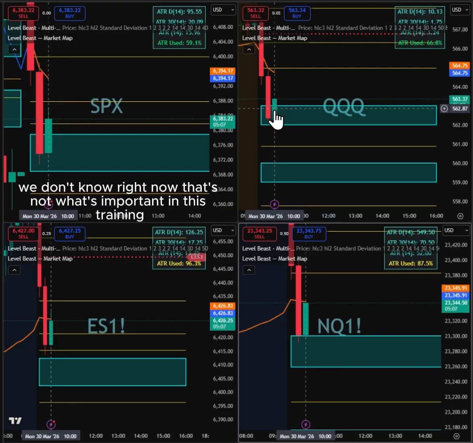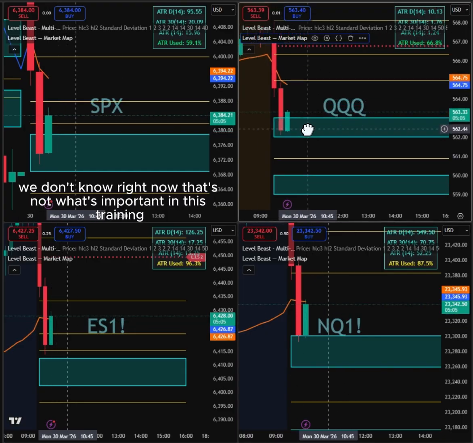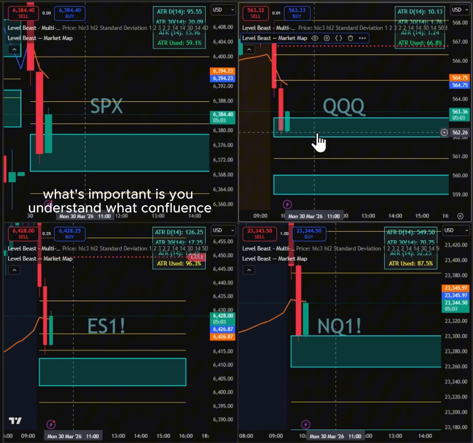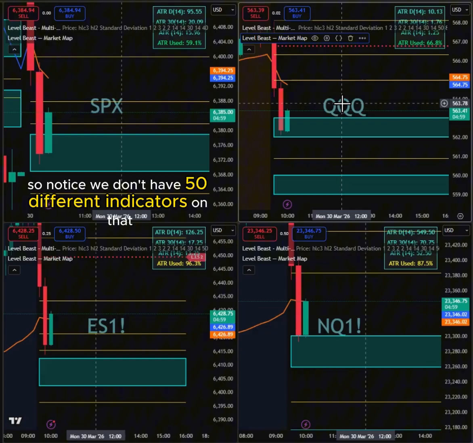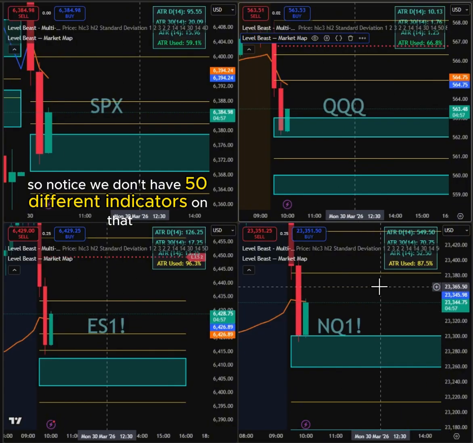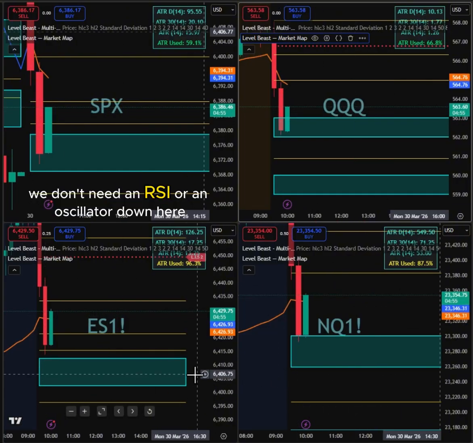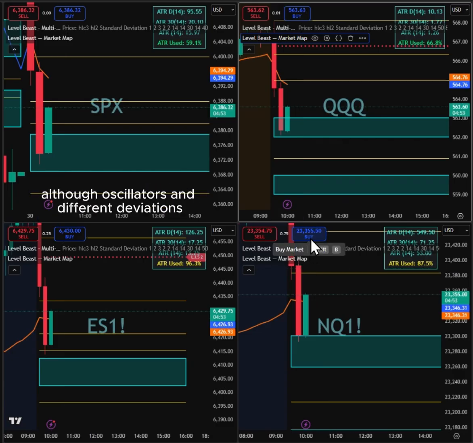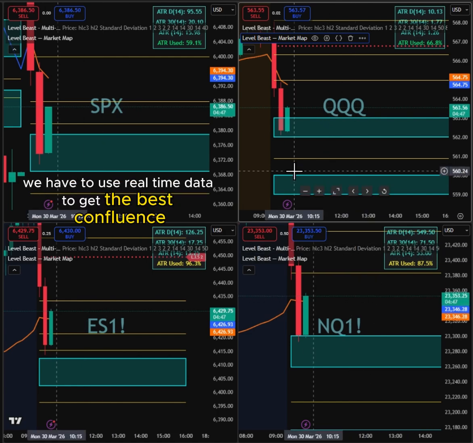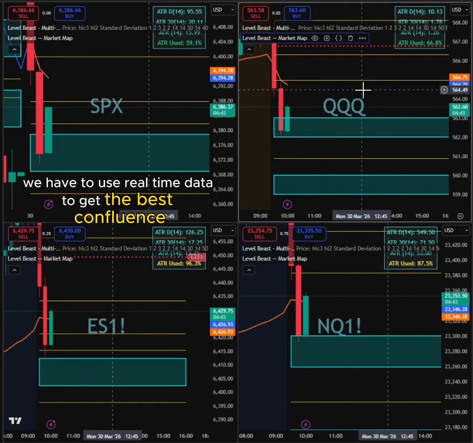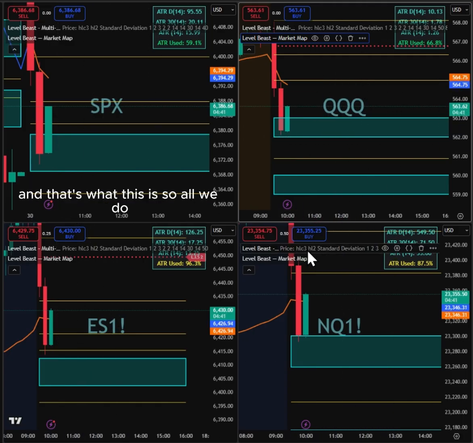We don't know right now. That's not what's important in this training. What's important is you understand what true confluence looks like. So notice we don't have 50 different indicators on that. We don't need an RSI or an oscillator down here, although oscillators and different deviations can be useful for different setups. What we're saying is we have to use real-time data to get the best confluence, and that's what this is.